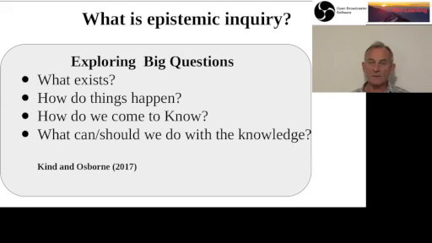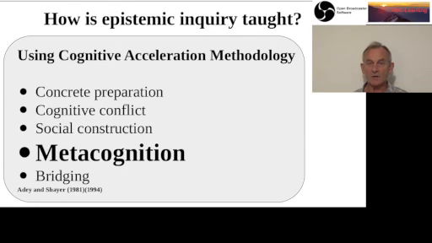A large part of the methodology of the way this epistemic inquiry is taught comes from the cognitive acceleration through science education, otherwise known as CASE, which has 5 pillars of designing lessons and learning sequences that start with some form of concrete preparation that often then leads to a situation where we elicit views from students about a phenomena or about some thinking about phenomena, and then we create cognitive conflict, which gets the students to often make predictions which then will be different, or explanations that are different, and then this often leads to some very fruitful discussion in a process we call social construction.